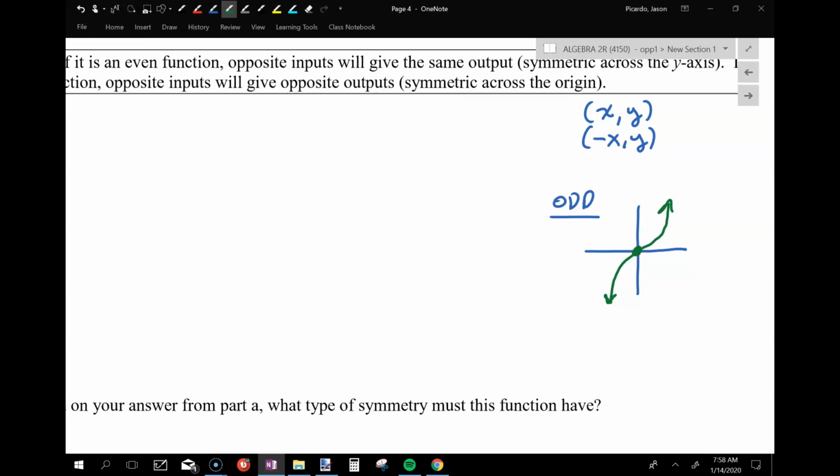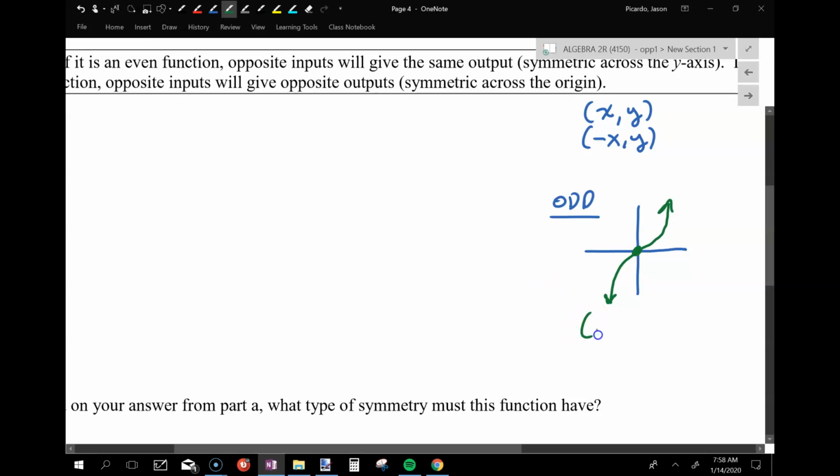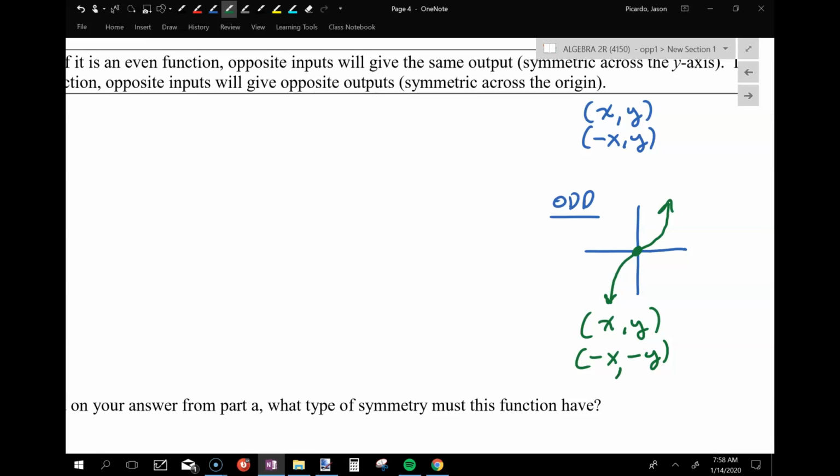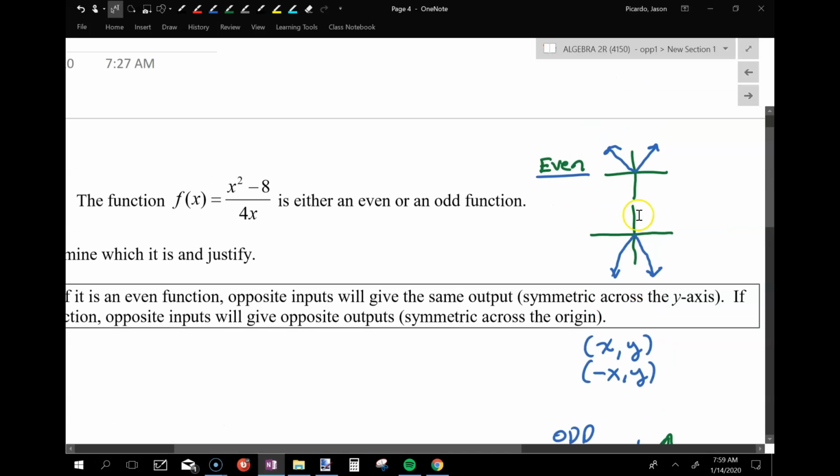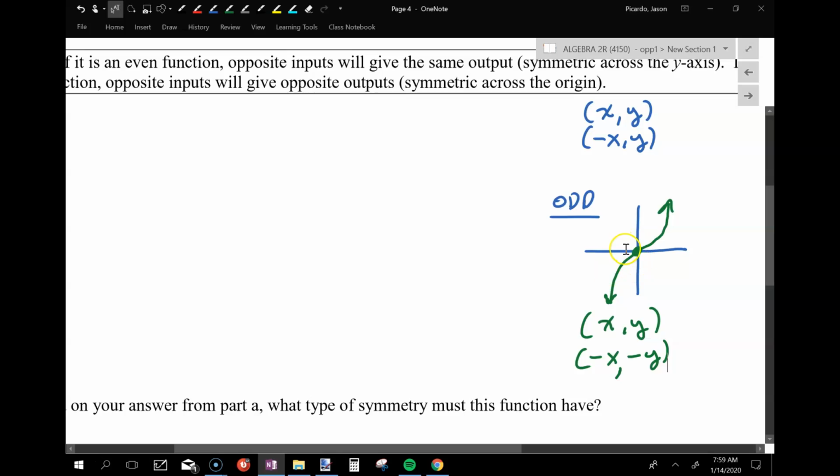So does that look the same upside down and right side up? It does. And here's your rule. If you have a point (x, y), then you must also have a point (negative x, negative y). In other words, I have the opposite for both the input and the output. Okay, so that's a review of even and odd. Even functions are symmetric to the y-axis, odd functions are symmetric to the origin. There's your two rules. Cool?